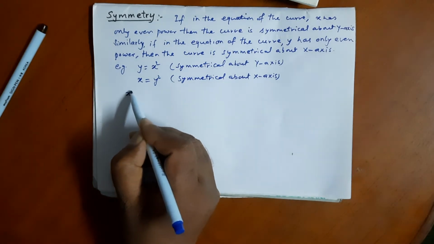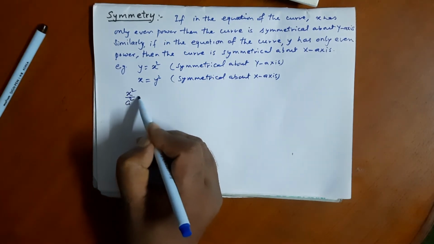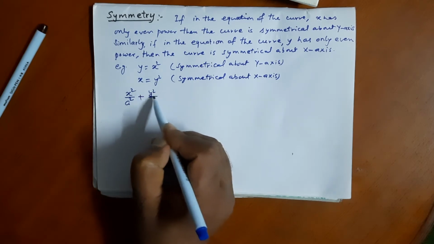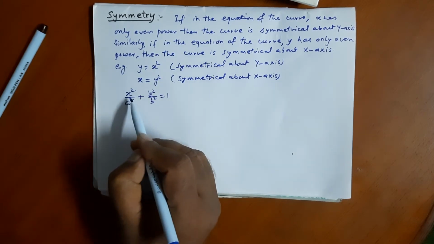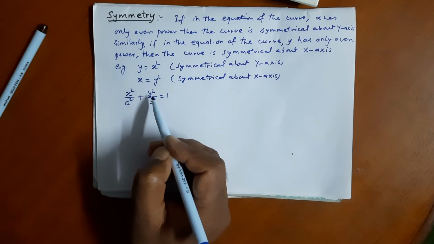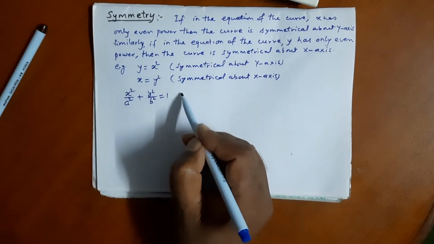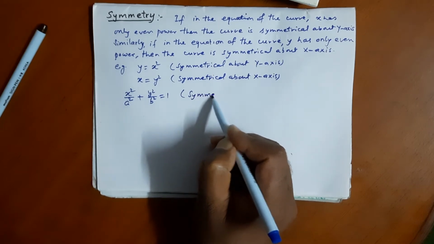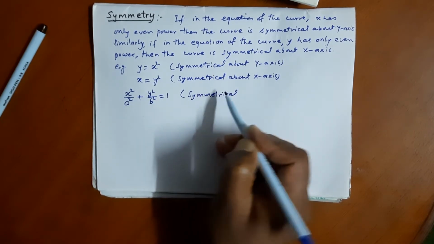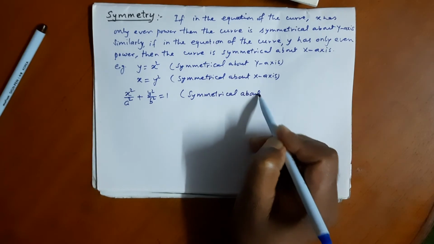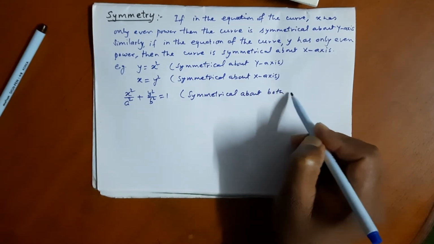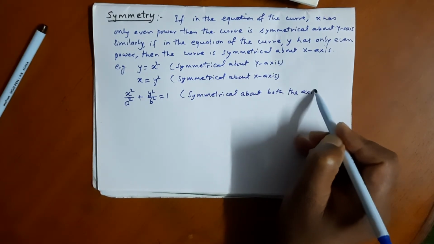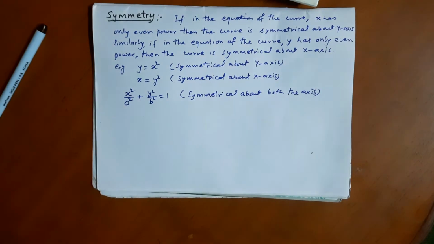Another example, x square over a square plus y square over b square equals 1. Here x and y both have even power, so it is symmetrical about both the axes. Symmetrical about the x axis and symmetrical about the y axis both. Okay.